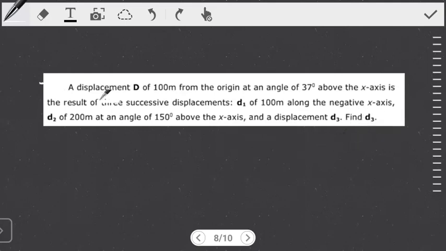So let's see what they're saying. They're saying we have a displacement D of magnitude 100 meters from the origin at an angle of 37 degrees above the x-axis, as a result of three successive displacements. D1 of 100 meters along the negative x-axis, D2 of 200 meters at an angle of 150 degrees above the x-axis, and the displacement D3. Find D3. So how do we approach this question?